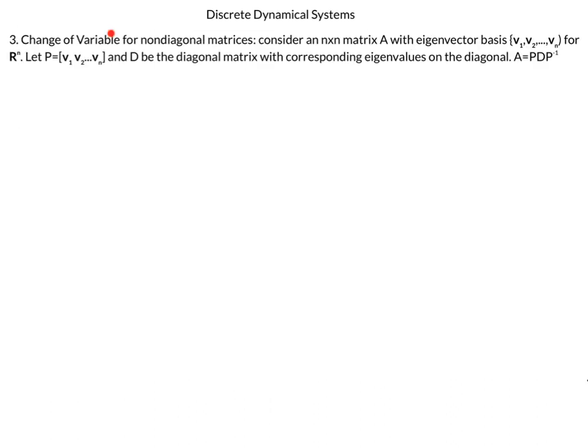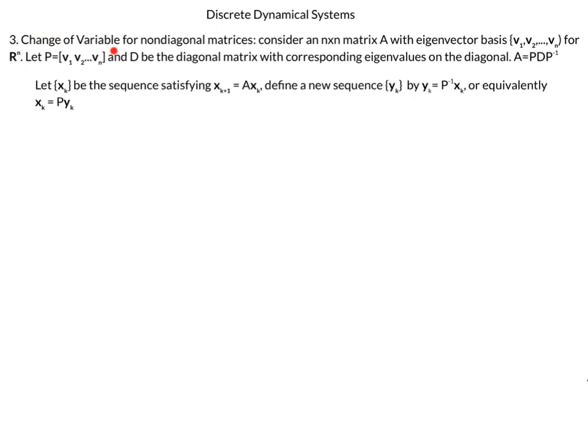When we do a change of variable for non-diagonal matrices, we consider an n by n matrix A with eigenvector basis v1, v2 up to vn for Rn, and let P equal the matrix whose column vectors are that eigenvector basis v1, v2 up to vn, and let D be the diagonal matrix with corresponding eigenvalues on the diagonal. And then we have seen in the previous chapter video that A is going to be similar to that matrix D, and A is equal to P D P inverse.